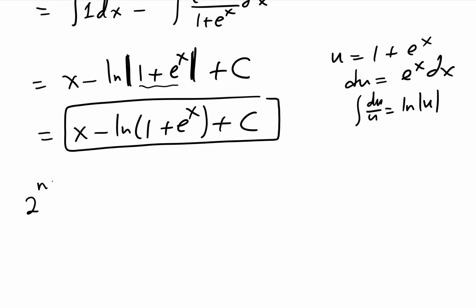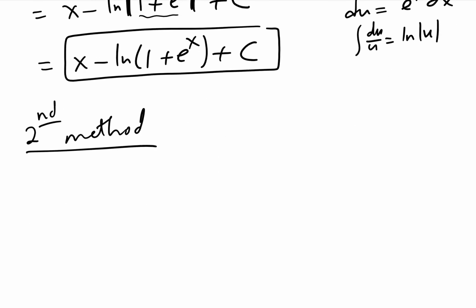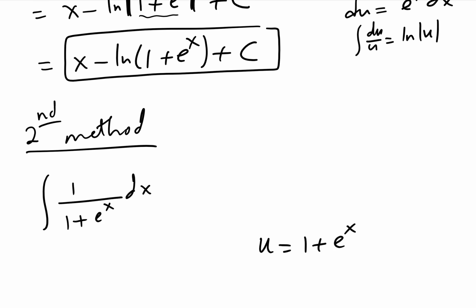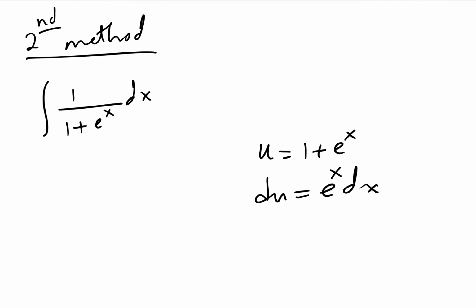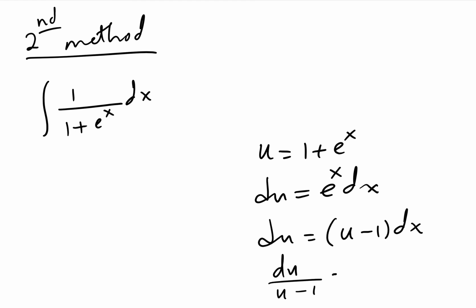Second method. The second method is basically, let me write it down first. So we can take u to equal 1 plus ex. So du is ex dx. But we don't have a dx there on the top. We don't have ex. So then we can solve for ex, which is u minus 1, and then divide by that for dx, if you want to put that in. So the denominator is u, and instead of dx, we're going to put du over u minus 1.